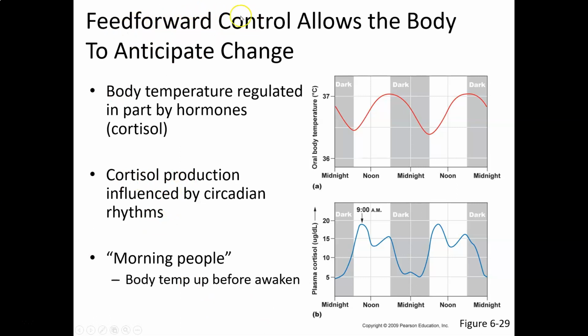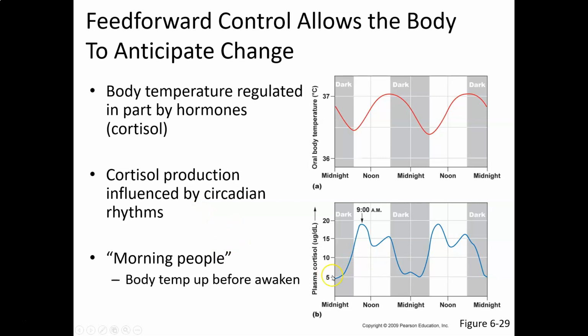Later on in my academic career, I had a class just on this process alone, and it convinced me that it does happen. There's plenty of evidence for it. But one of the things that helps regulate body temperature, in part at least, are hormones. And the big hormone that really matters for body temperature is a hormone called cortisol. Cortisol does a number of different things, but one of them is it helps to regulate your temperature. And cortisol production is influenced by those circadian rhythms, those day-night or diurnal cycles.